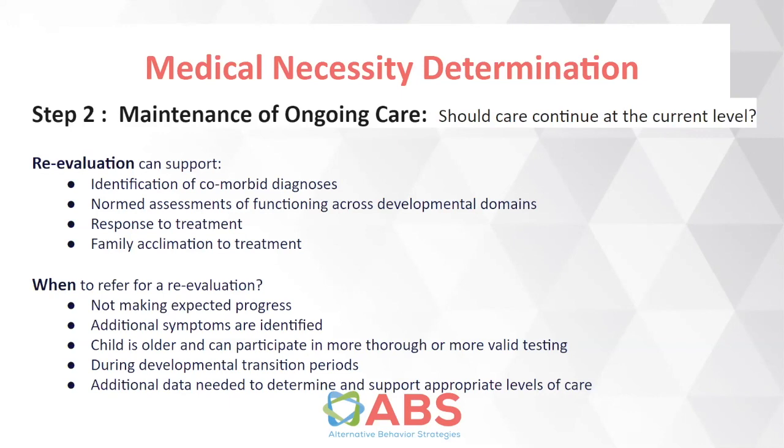If a child has been tested when they're young, which is what we hope when there's an autism spectrum disorder at play, it is often really important to have them reevaluated when they're older, because they can participate in more thorough testing, and usually the test results become more valid as a child reaches the ages of 6, 7, and 8, especially when we're talking about some of those neuropsychological tests or intellectual testing.